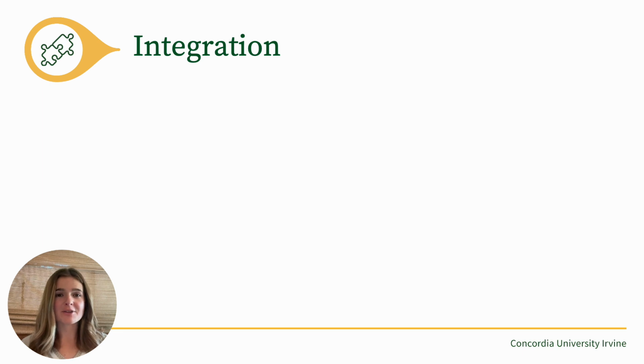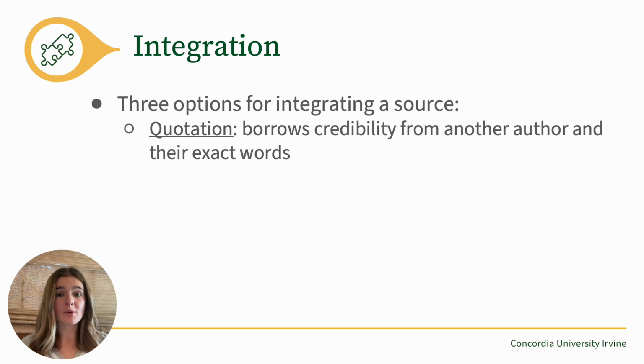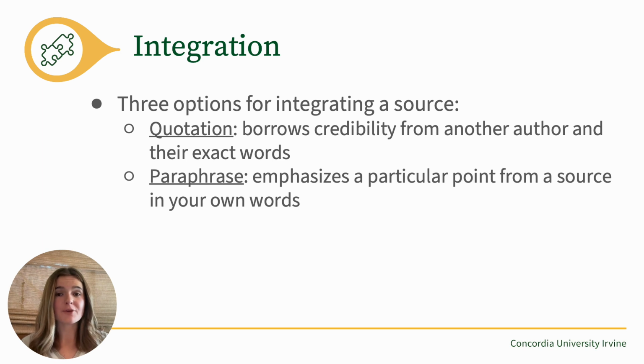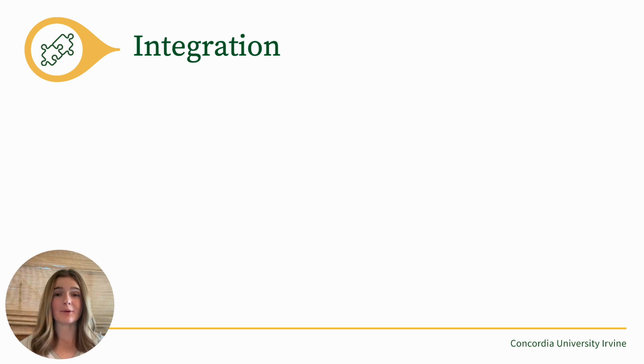Now we go into the technical side of how to integrate the information into your paper. There are 3 options. Number 1, directly quoting the source, which borrows credibility from another author and their exact words. 2, paraphrasing the source in your own words, which emphasizes a particular point from a source in your own words. And lastly, summarizing the main idea of the source, which condenses a larger idea or text into a shorter and more accessible form.